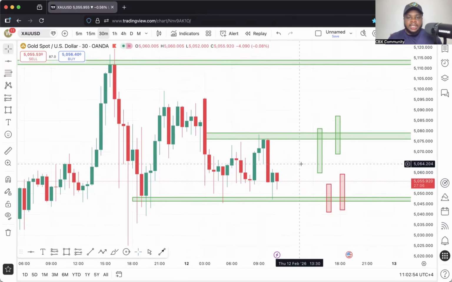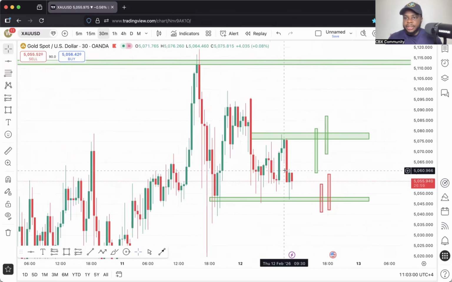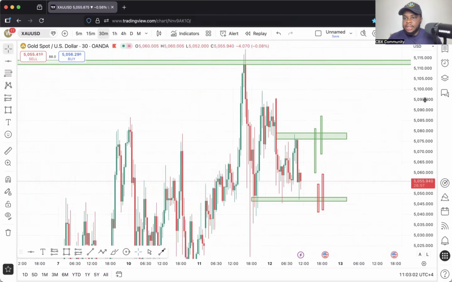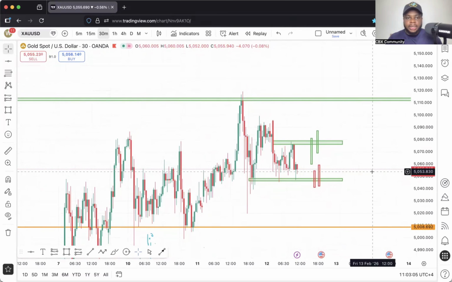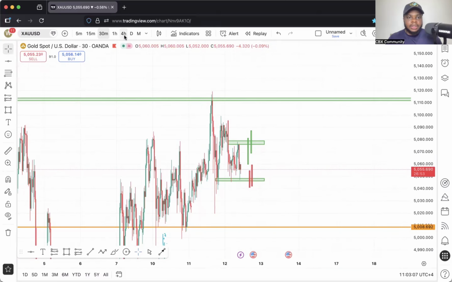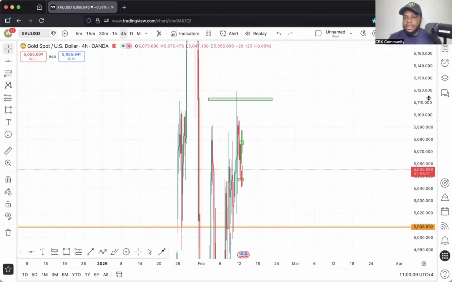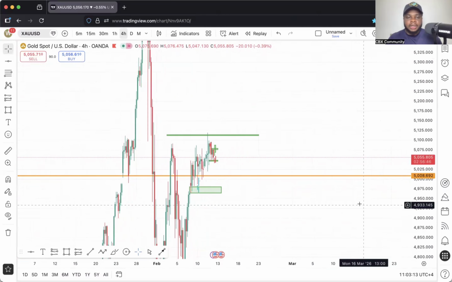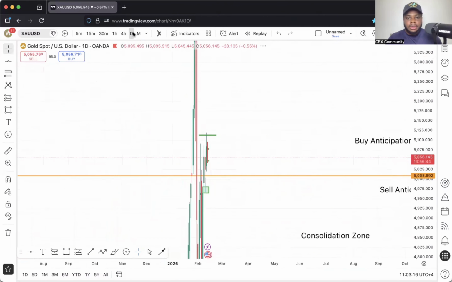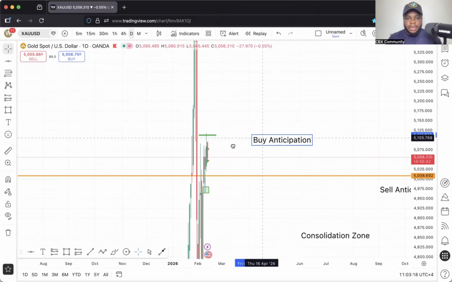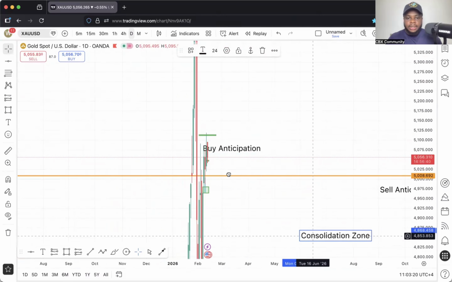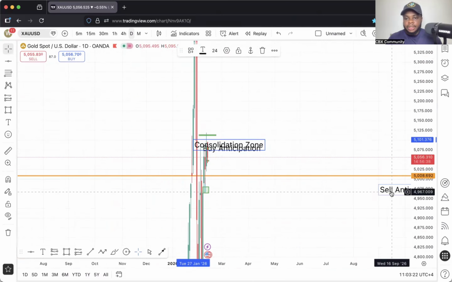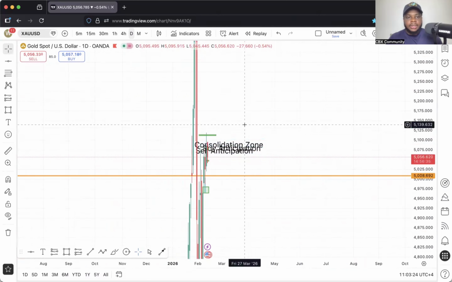So since we are looking at a 30 minutes time frame, that this zone is our resistance zone and this zone is our support zone, let's bring our sell anticipation and buy anticipation so that in case of any new person that is joining, the person will be able to understand that this is where we are anticipating to take a buy and a sell. So our buy should be here, consolidation zone here, and our sell should be here.